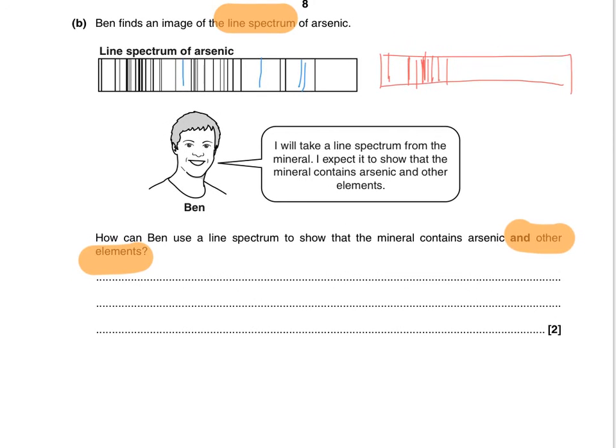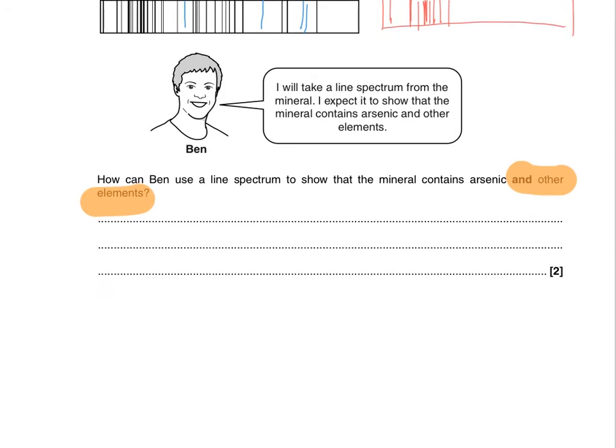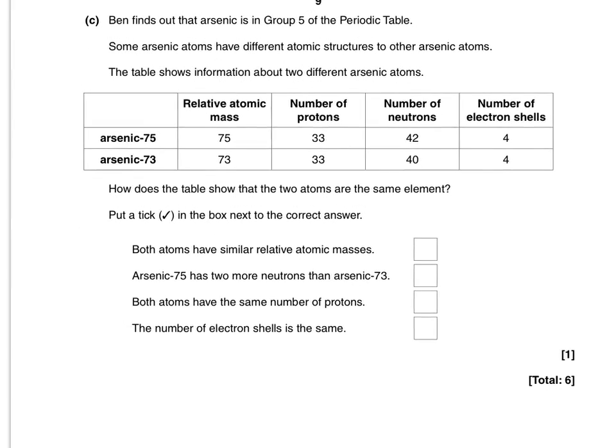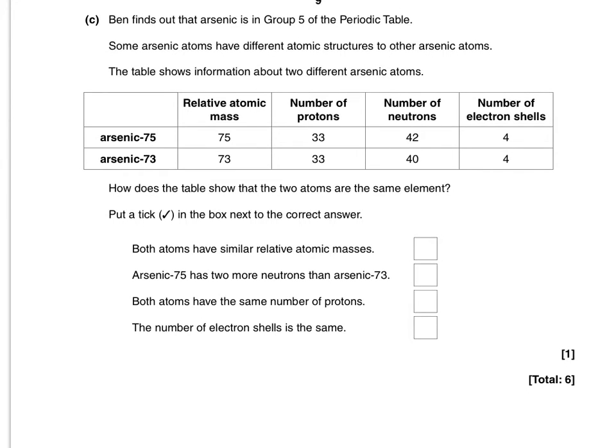Tricky question, that one. It's just trying to explain the idea of line spectra, nothing more than that. Ben finds out that arsenic is in group 5 of the periodic table. Some arsenic atoms have different atomic structures to other arsenic atoms, and we've got the information about 2 different arsenic atoms. Okay, so we've got arsenic 75 and arsenic 73. How does the table show that the 2 atoms are the same element? Put a tick in the box next to the correct answer.